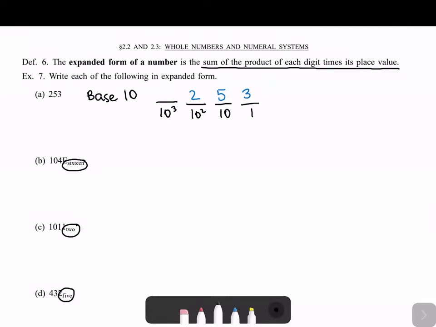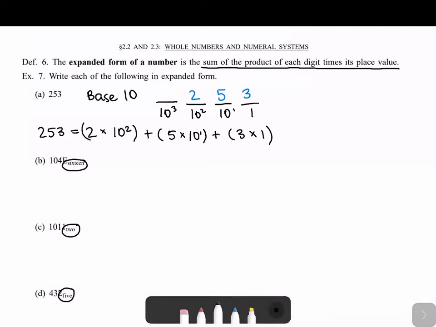So whenever we're writing out the expanded form, we have that 253 is 2 times the value in that place, which is 10 squared, which is 100, plus 5 times the tens place. We can go ahead and put a 1 here. And then 3 times the ones place. So we can write it like this.